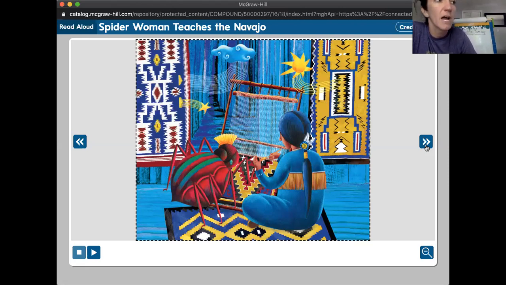"My husband, Spider-Man, made this loom for me," said Spider-Woman. "The bar across the top stands for the sky, and the bottom bar stands for the earth. My loom is made of the sun's rays, the lightning, and the rain." Spider-Woman taught the girl how to use the loom. Finally, the girl learned about the designs.